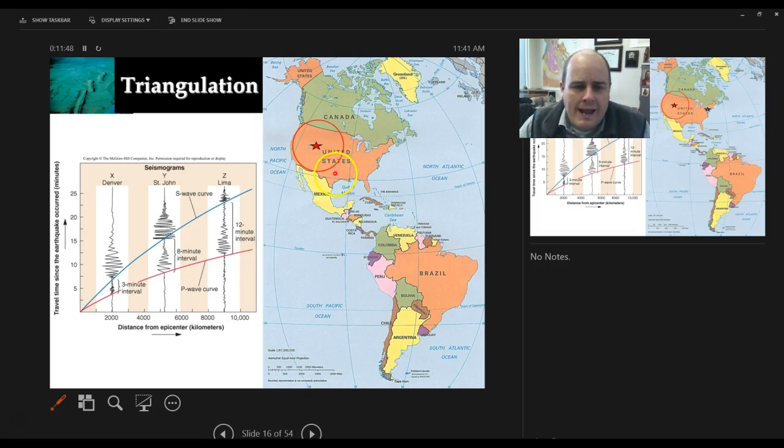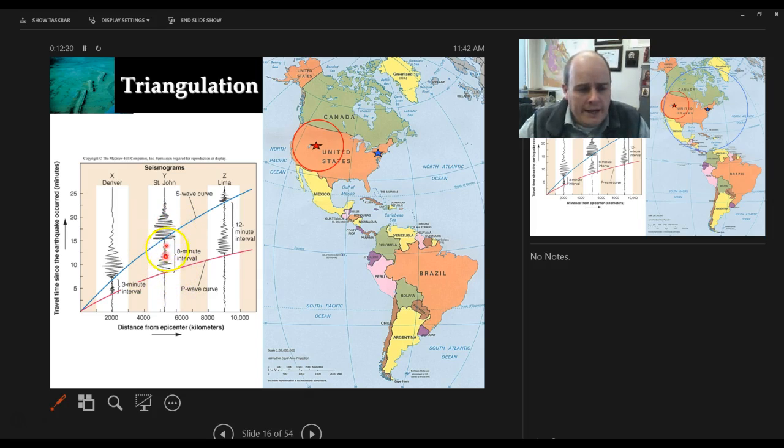So it could be up in Canada, in the middle of the United States, over near the Oregon, Seattle area, maybe down in California, anywhere along that line. We don't know where. It's really a sphere, but on our surface, this is where the epicenter would be. So if we get another seismogram, and this one is from St. John, New York, in St. John, New York, there's an 8-minute interval between the P wave and the S wave arrival.